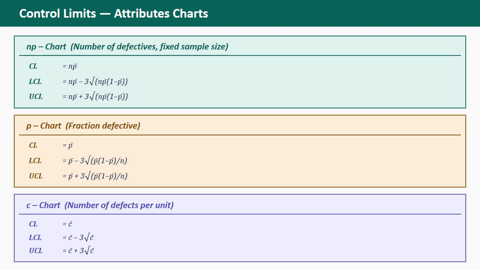Attribute charts are used when the data is based on counts rather than measurements. The NP chart is used to monitor the number of defective items in a sample when the sample size is fixed. The P chart is used to monitor the proportion or fraction of defective items and is suitable when the sample size varies. The C chart is used to count the number of defects in a single unit or item. So it is important to understand the difference between a defect and a defective item. A defective item is one that is completely unacceptable, while a defect is a flaw within an item. So one item can have multiple defects.